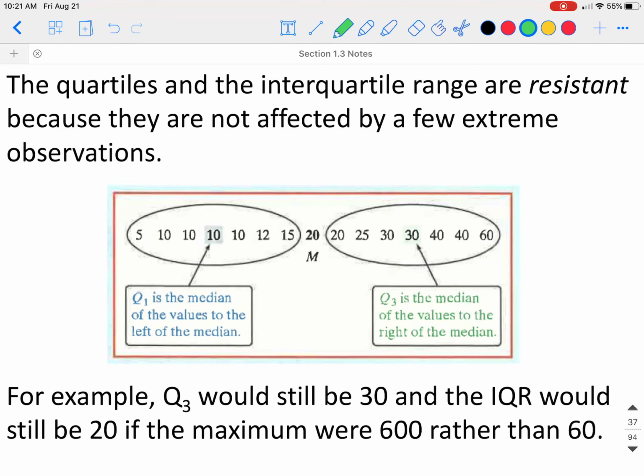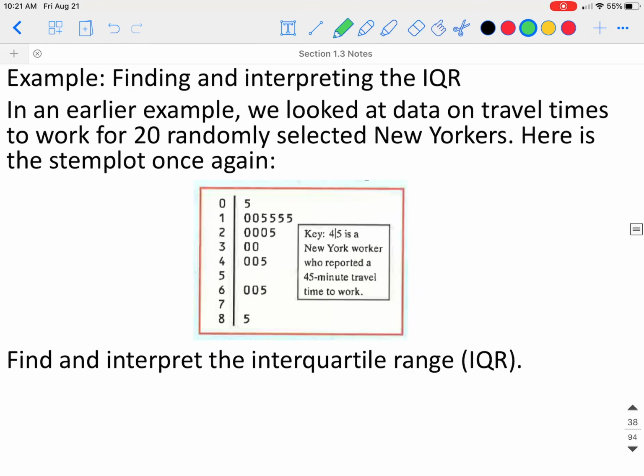The quartiles and the interquartile range are resistant because they are not affected by a few extreme observations. For example, the Q3 would still be 31 and the IQR would still be 20 if our maximum value was 600 rather than 60. But if we only looked at the range, our range would go from 55 to 595.